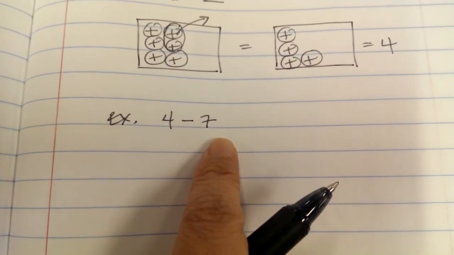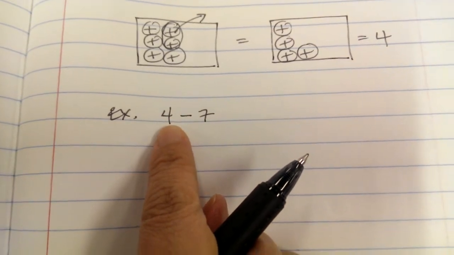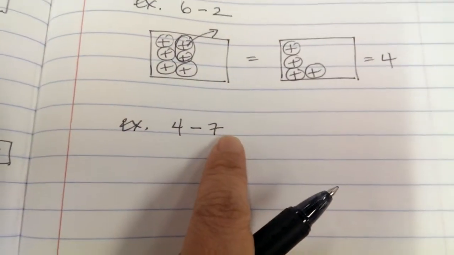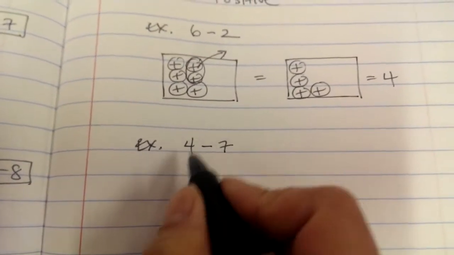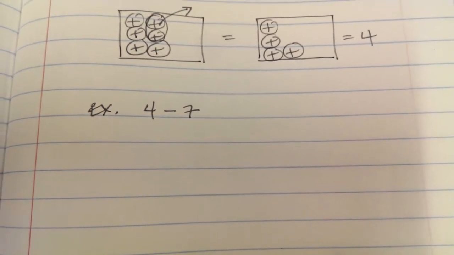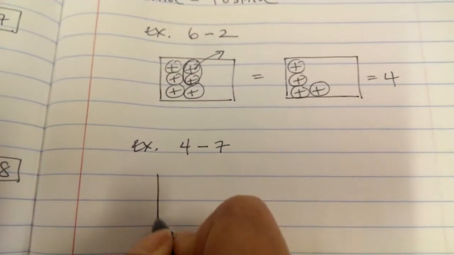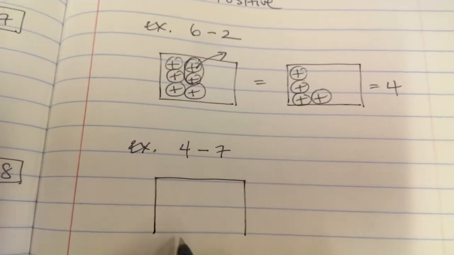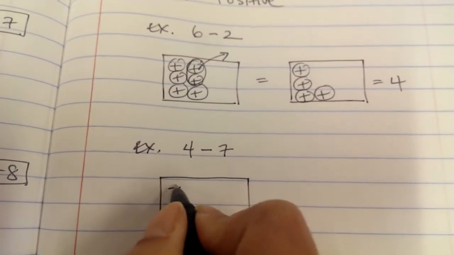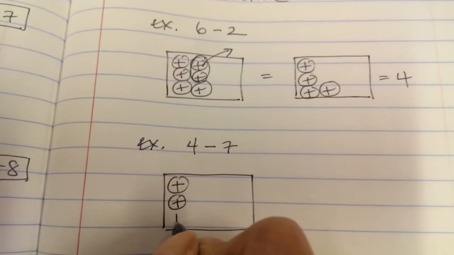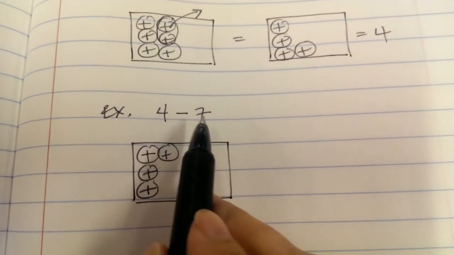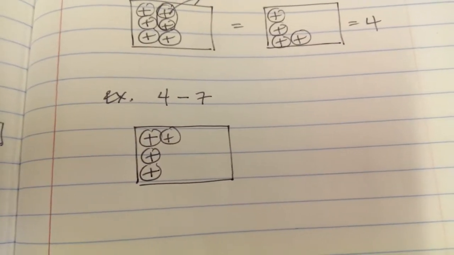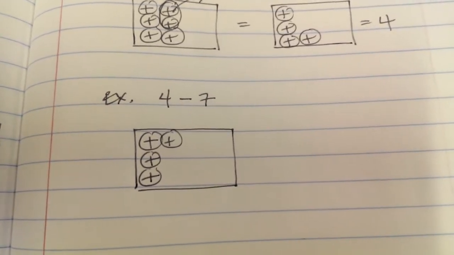You're not going to end up with positives because you have only 4 and you want to take out 7. So you're going to end up owing. You're going to have some negatives here. Okay? How do we model this? Now, this is the part you guys have to really pay attention. So in your box, you start off with 4 positives. 1, 2, 3, 4. There's your 4 positives. You want to take out 7 positives. Do you have 7 to take out?